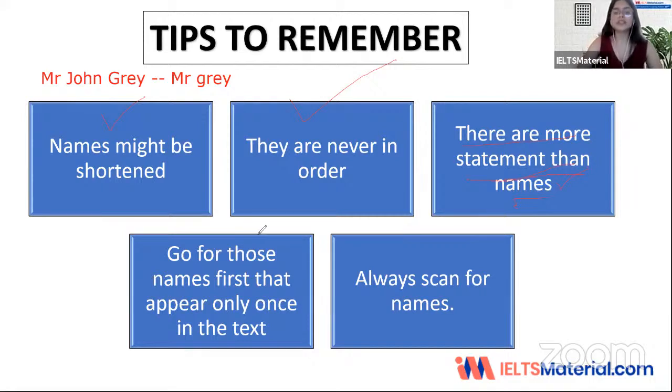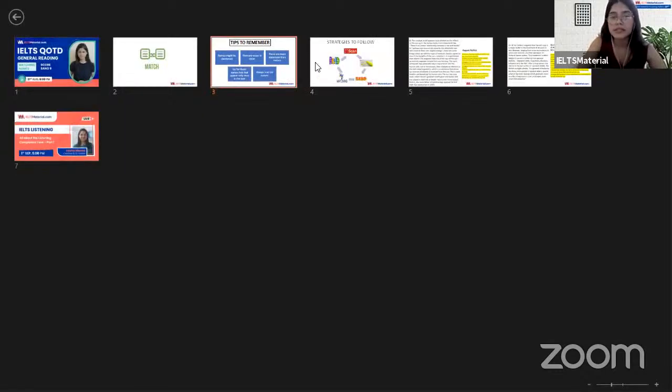Right? Moving further, the fourth tip is to go for those names first that appear only once in the text. There will be some names that appear again and again in the paragraph, twice or thrice. But we have to focus on this strategy: follow those names that appear only once. Do not always go for names that appear again and again. Always scan for names that are there in the options, not those which are not in the options. Clear till now?